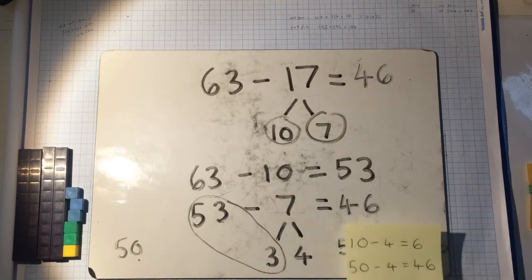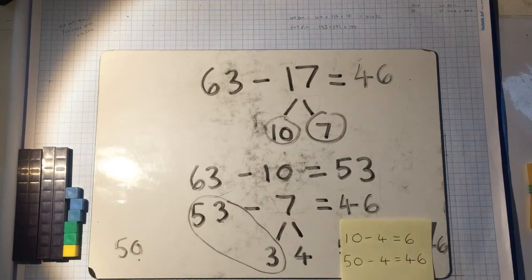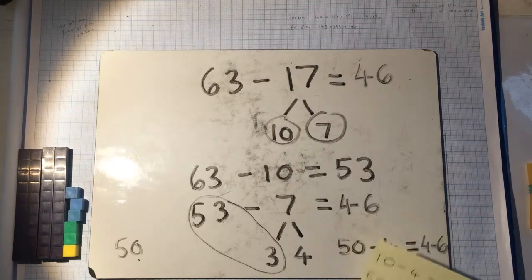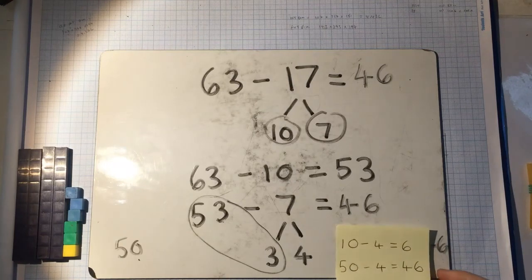Now, at this point, it's useful to refer to how we've taught children to solve these facts quickly. So if they want to solve 50 subtract 4, they should think about their subtraction facts to 10 to help them. So if they know that 10 subtract 4 is going to be 6, they should use that fact to work out that 50 subtract 4 is going to be 46.